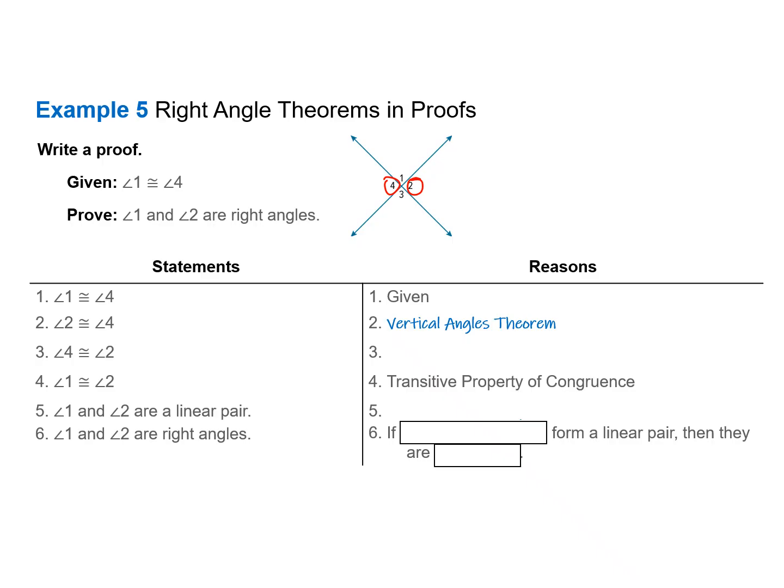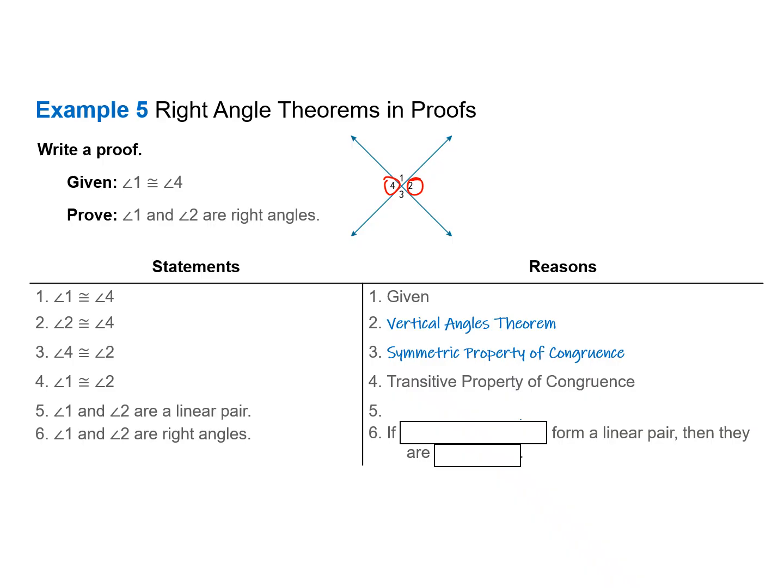And then how can we say angle 4 is congruent to angle 2? Well, that should be the symmetric property of congruence. We've taken what was written here and we flipped it around. And so they're telling us we can say angle 1 is congruent to angle 2 through the transitive property of congruence. That's because we said angle 1 is congruent to 4, and then 4 is congruent to 2, so therefore 1 is congruent to 2.